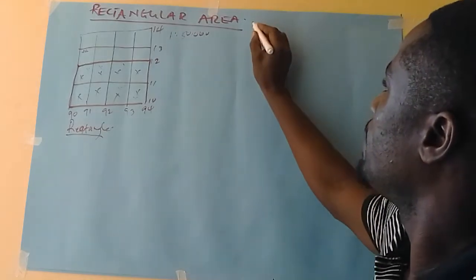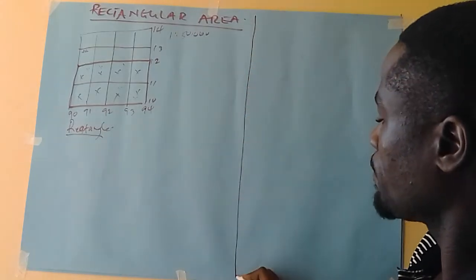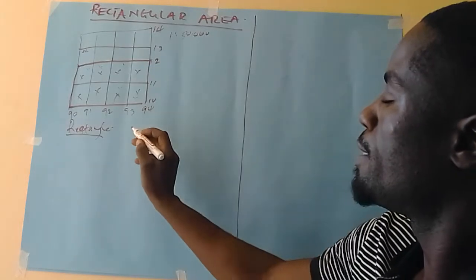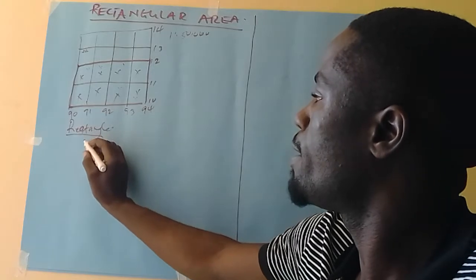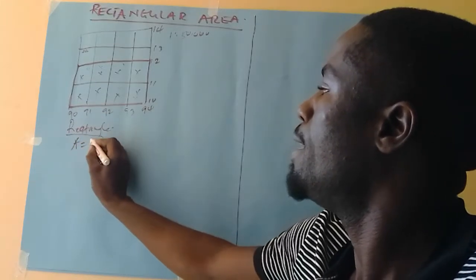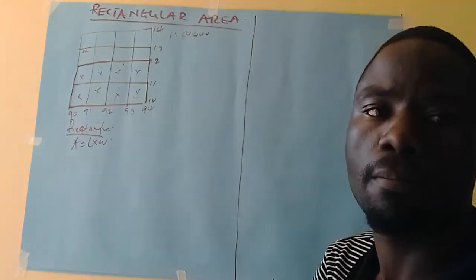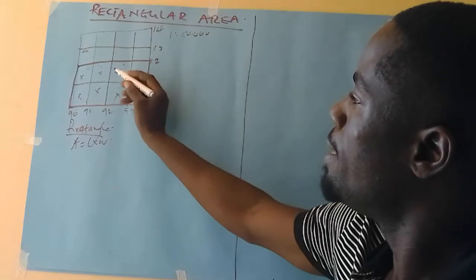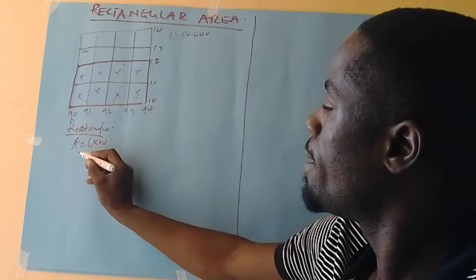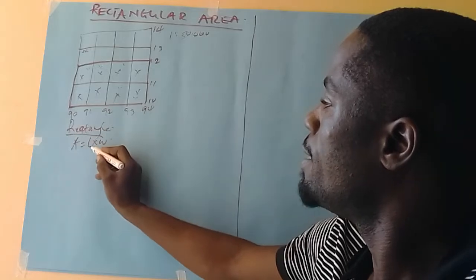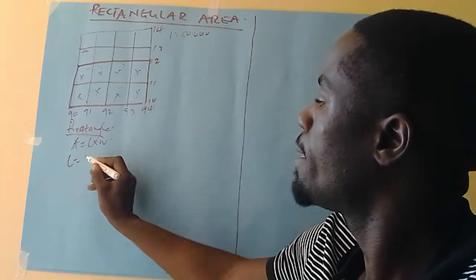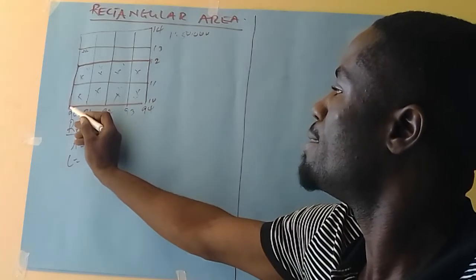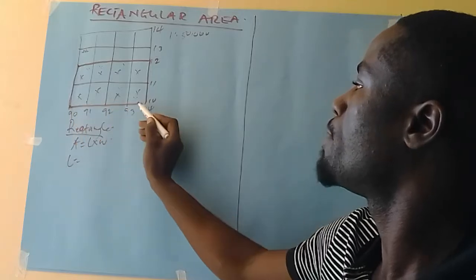So after knowing that, we should know the formula for this. The formula for finding the area of a rectangle is length times width. After knowing that, you find out the map length. What is the length on the map? Get your ruler and measure the map distance for length from here up to here.